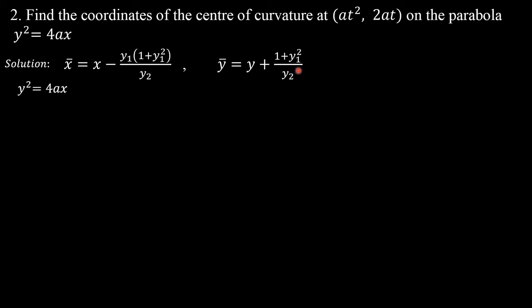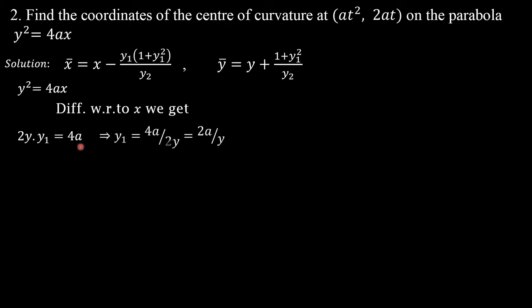So just consider the given curve, students. Let us find the value of y1 and y2 at the given point over here. The given point is at², 2at. So let me just differentiate the given curve with respect to x to obtain y1. What is the differentiation of y²? y² gives 2y y1, that is equal to the differentiation of 4ax. What is the derivative of 4ax? The derivative of 4ax is 4a. Therefore, the value of y1 is equal to 2a/y.